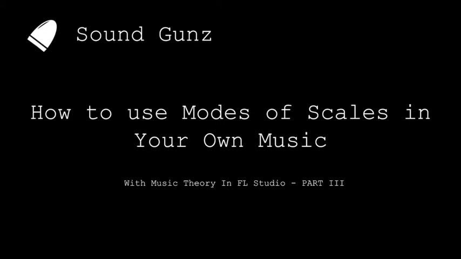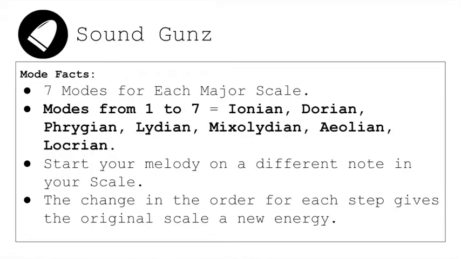Hello, everyone. This is part 3 of how to use the modes of scales for your own music. In the last lesson, we explained the role of the natural minor scale and elaborated on its relationship to the major scale. If you recall in part 1 of how to use the modes of scales, a mode in simplified terms is a different flavor to your major scale, and you unlock this flavor by simply starting your melody on a different note than the first note in the major scale selected.